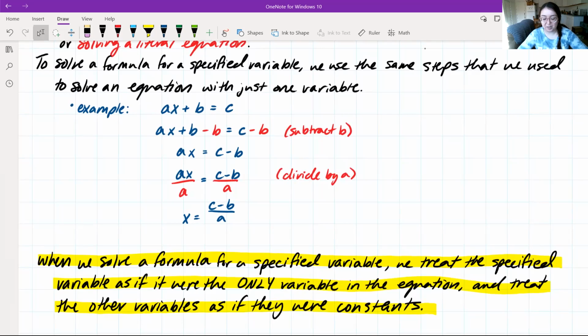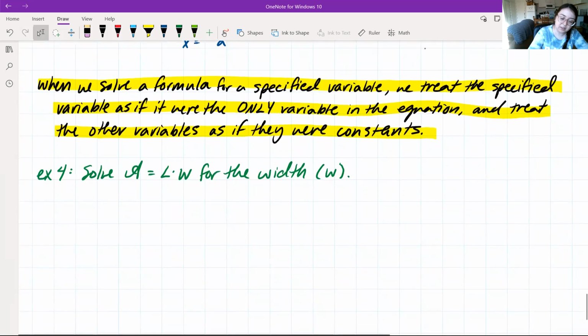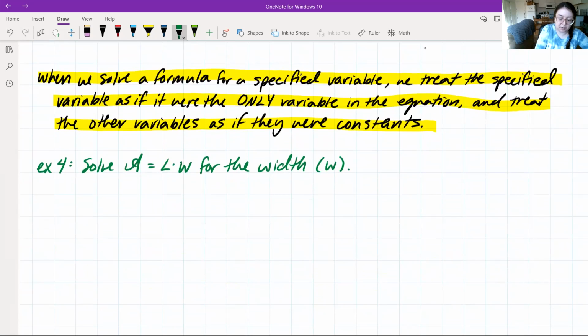So when we solve a formula for a specified variable, we treat the specified variable as if it were the only variable in the equation and treat all other variables as if they were constants. So we're going to treat every other term as constants when we want to solve for one specific variable. On to our last example here, example 4. We want to solve for area is equal to length times width for the width. So now instead of having area equal to length times width, we want width to be equal to something in terms of area and length.